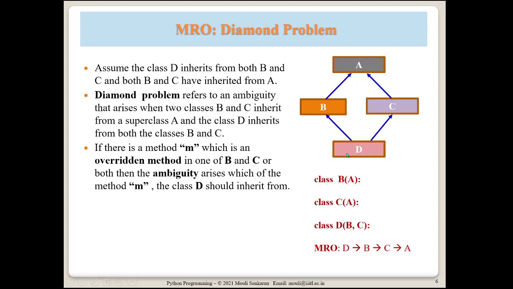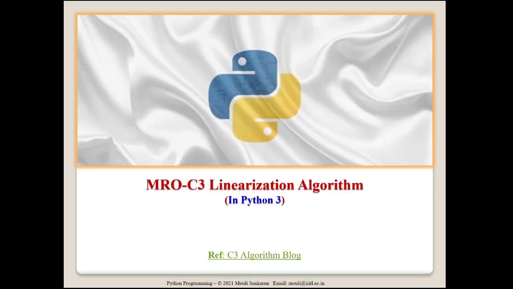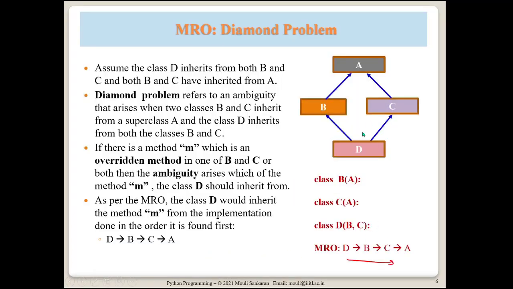so that when you are using it in D, it will be able to find it in one of the classes in some order. This is the order which is followed: it goes up, then left to right, and then again to a superclass. We will also see an example in our demo. Now this is a very straightforward algorithm, but it may not be suitable for all cases.